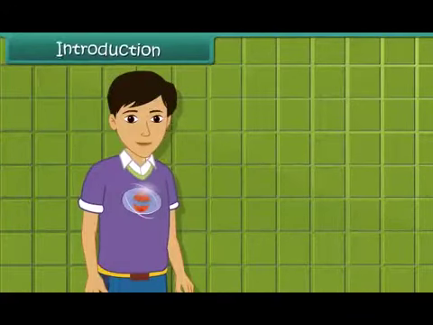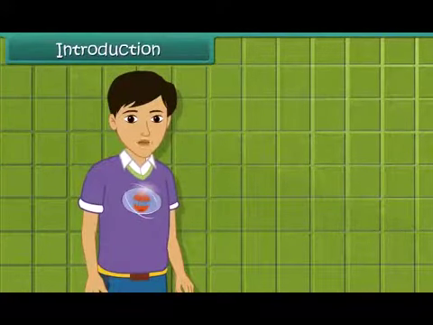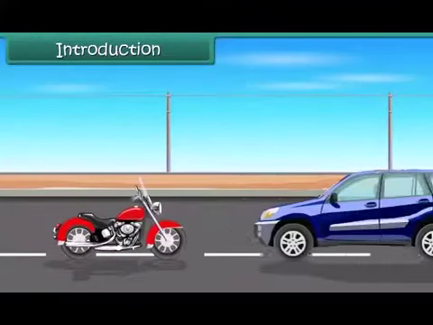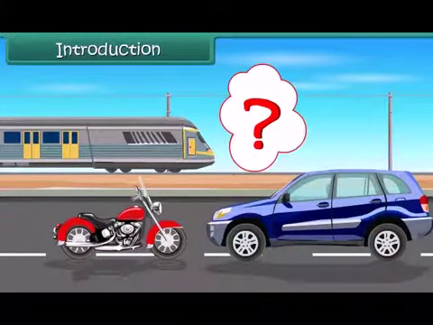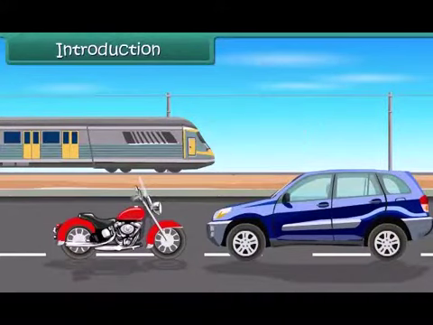Introduction. Hi friends, we can see so many vehicles like bikes, cars, trains, etc. all running around us. They don't eat any food like any living being does. Then how do they get their energy? Yes, they get their energy from fuel.